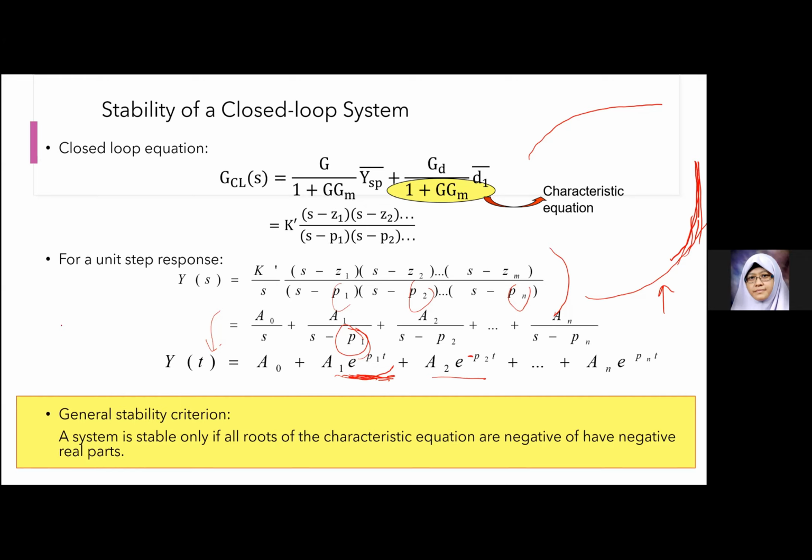So anyway, for the general stability criterion, a system is stable only if all the roots are negative, which means that they have negative real parts. You cannot even have one of them with a positive real part. Okay? You can see the contribution of the positive pole.